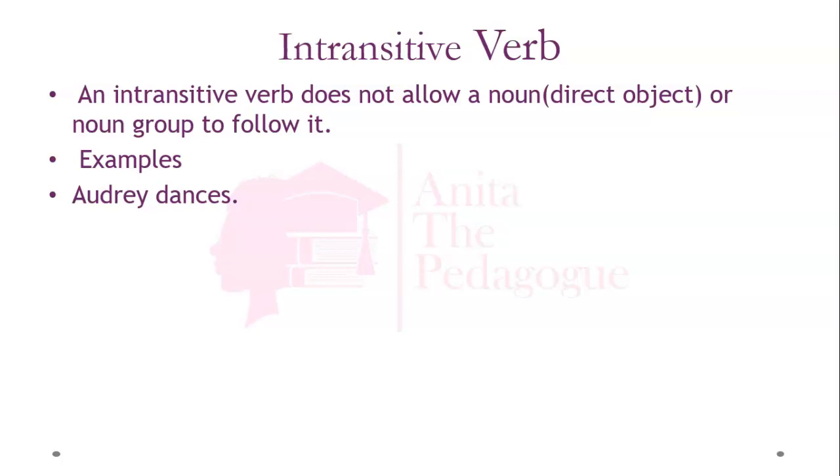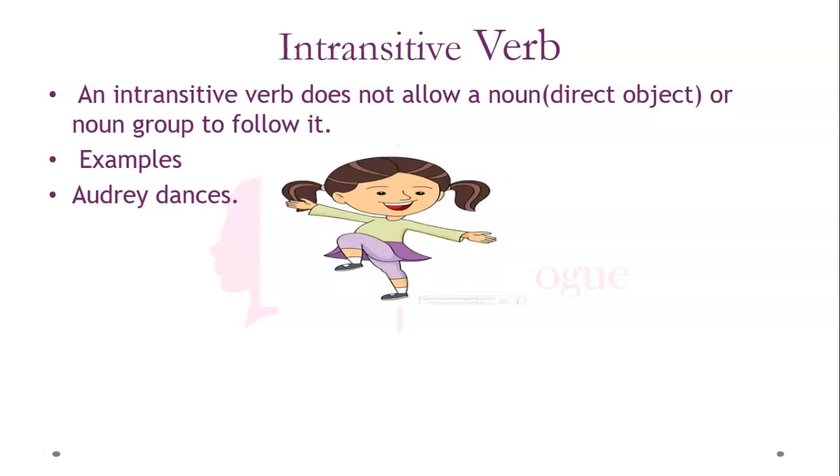Our first sentence, Audrey dances. So here we have our subject as Audrey performing the action dances. Now, the verb dances does not allow you to add a noun or a direct object to it. And so we can say that in Audrey dances, dances is an intransitive verb.